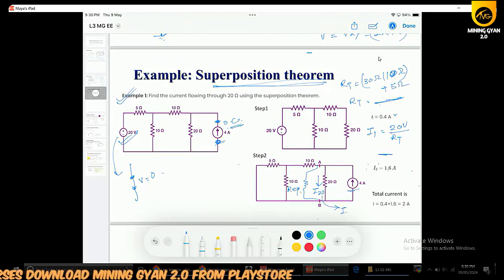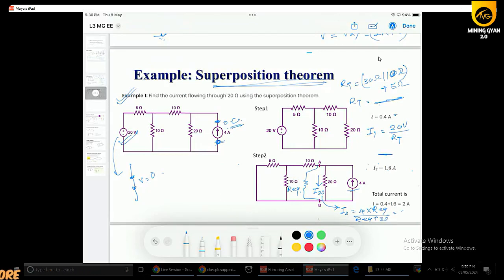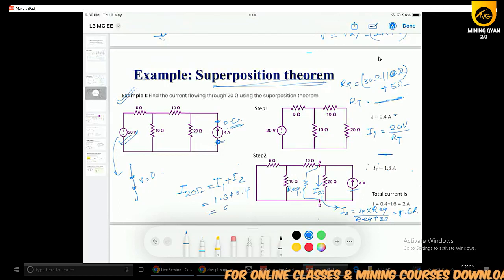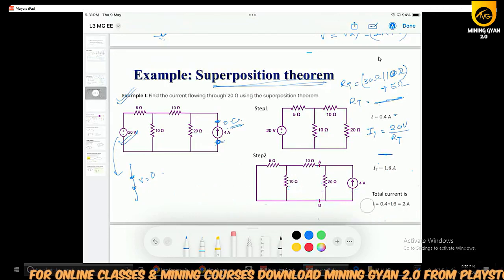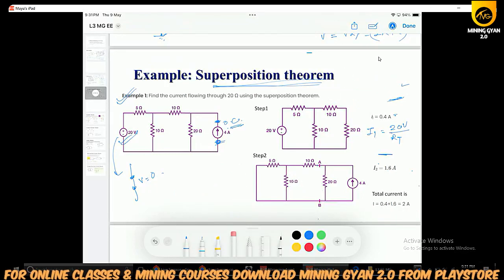What will be the current division rule? 4 ampere into R equivalent divided by R equivalent plus 20. That value will be 1.6 ampere. Then the total current flowing through the 20 ohm resistance will be I1 plus I2, that is 1.6 plus 0.4, which is 2 ampere. So that will be your answer. Please practice this question and solve it by yourself. I'm giving you hints, and I've already given the answers, but you have to solve it on your own.